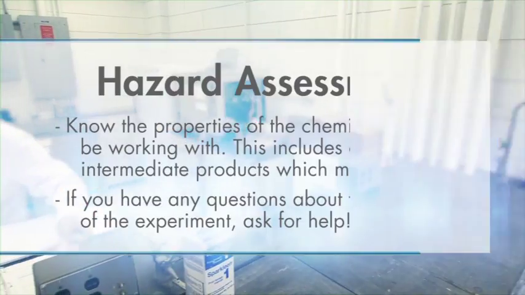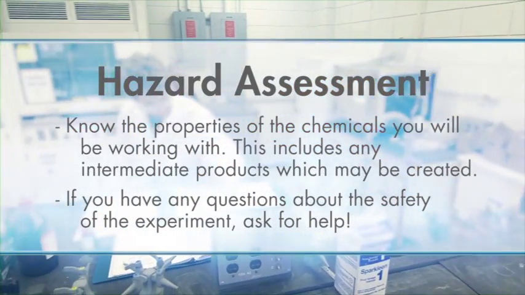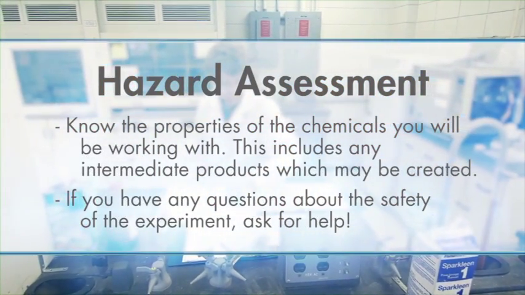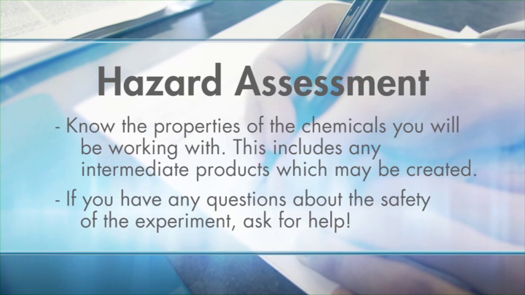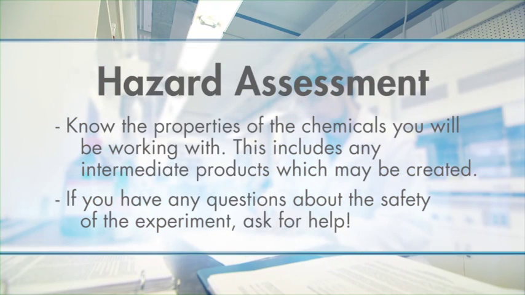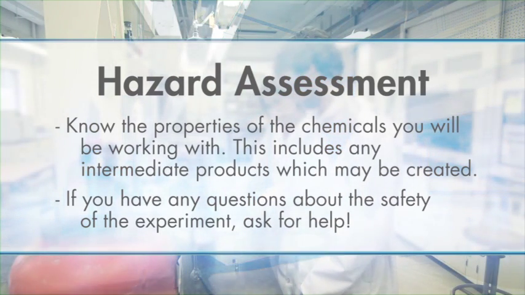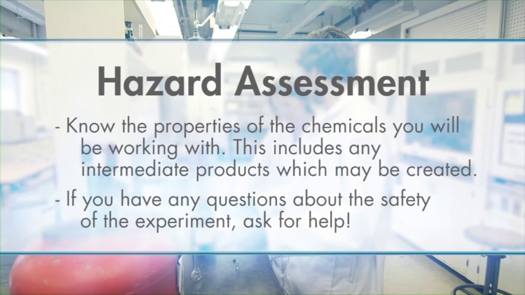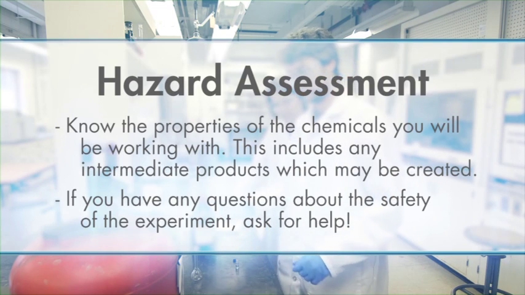Assessing the hazards of the materials you are working with is one of the first steps of experimental design. This process needs to take place every time you start a new experiment or significantly alter the conditions of the experiment, such as the scale-up example we just saw. Always be sure to ask for help if you are uncertain about the safety of the experiment you are working on.